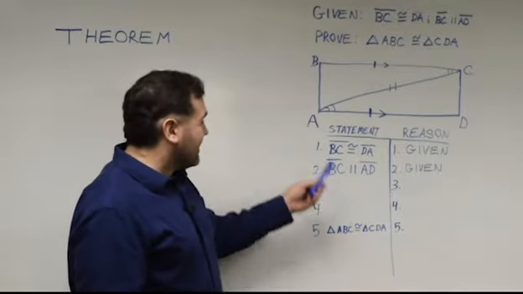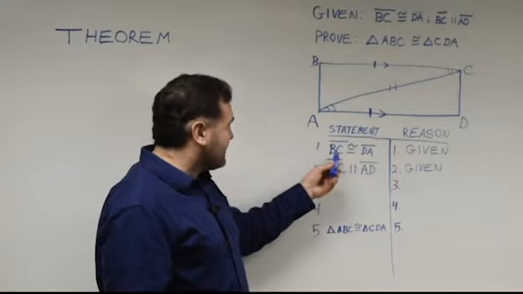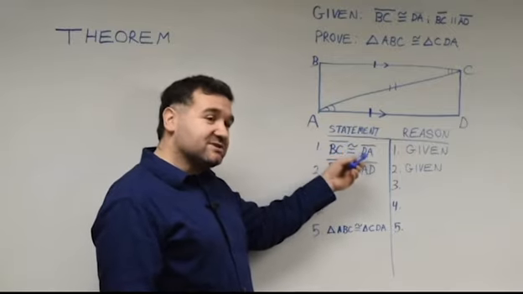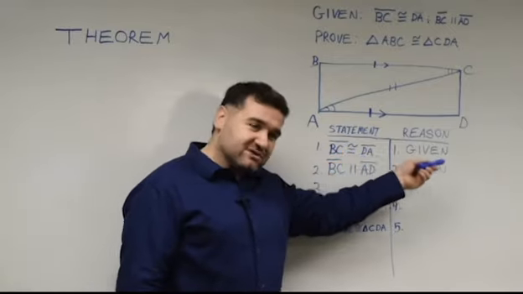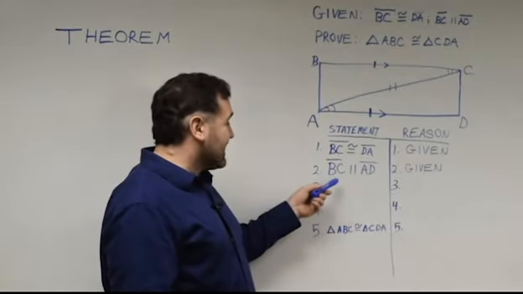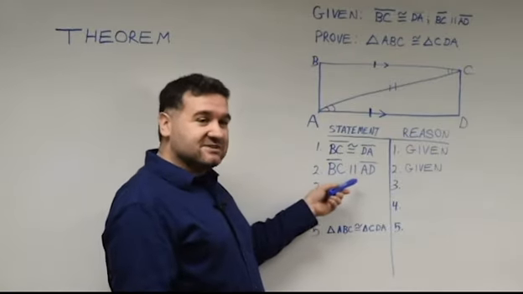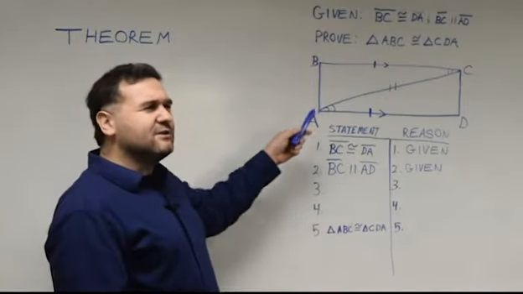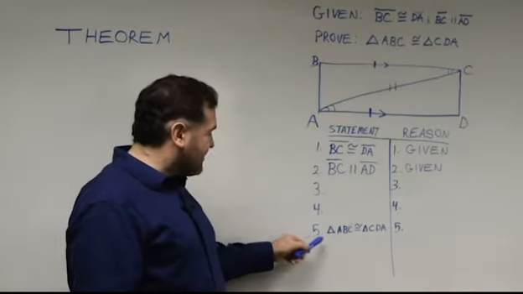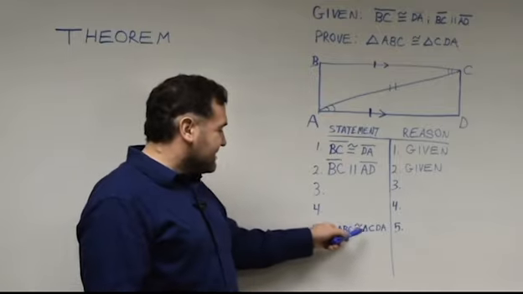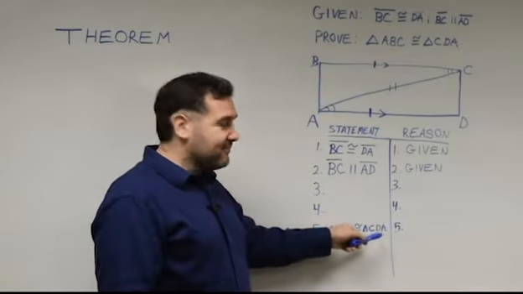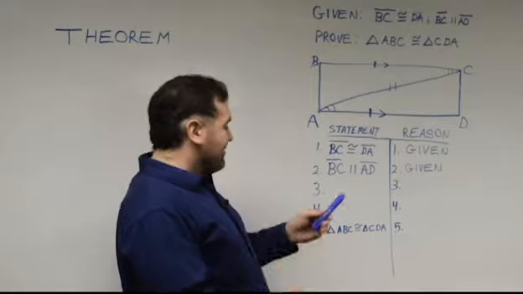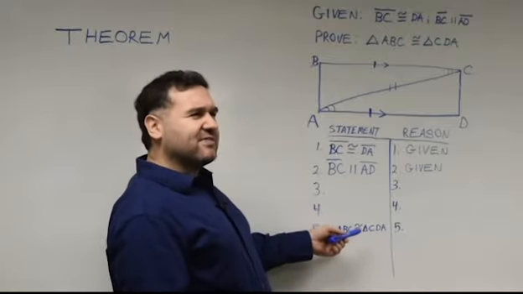We start by listing our statements, beginning with side BC is congruent to side DA. That was given to us. We also have side BC is parallel to side AD. That was also given to us. And then let's take a look at the final step, proving that triangle ABC is congruent to triangle CDA. Well, that's our final destination. How do we get there?